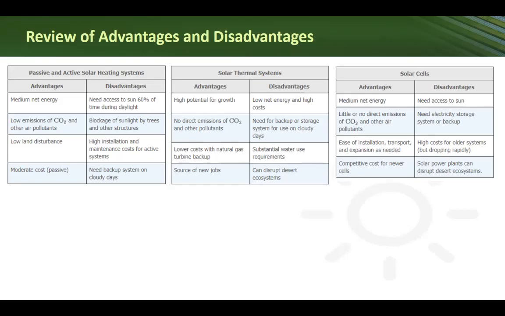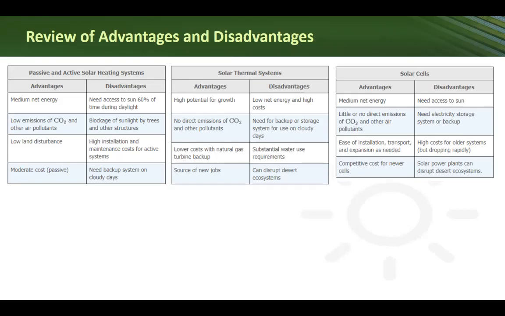Again, you can't get away from the trade-offs of the disadvantages. It does have a fairly low net energy, and the initial costs are pretty high. Okay? There is always going to be that need for backup or storage system for cloudy days. And it typically uses a fair amount of water. And as water becomes more scarce, as climate change continues, this is potentially an issue. And if placed in these sensitive desert ecosystems, which have such limited amount of organisms that are able to survive in those conditions, it can really disrupt them.